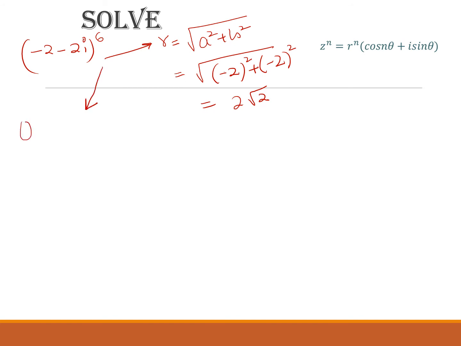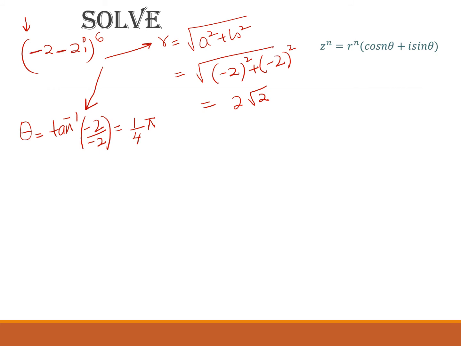Now you have to find out the argument. The formula of the argument is theta equals tan inverse b over a. B is negative 2 and a is also negative 2. So once you write in the calculator, make sure that the calculator is in radian mode, you will get 1 over 4 pi. But now again look at the question.